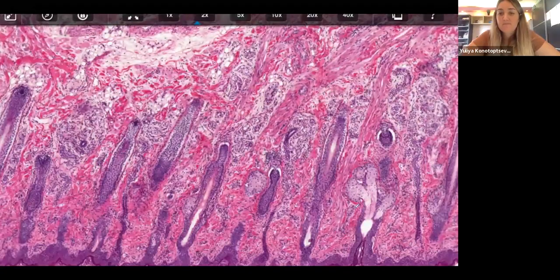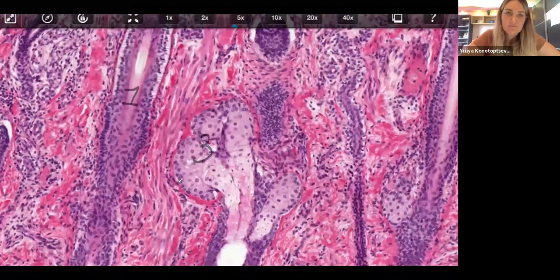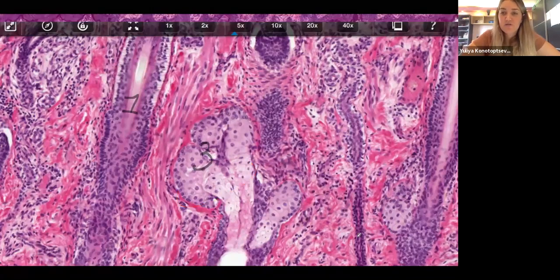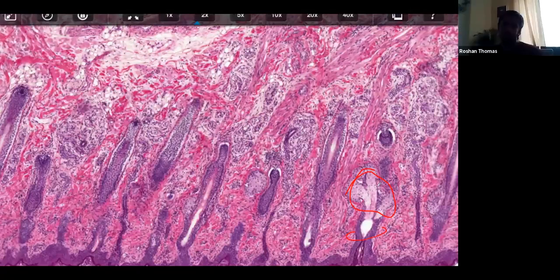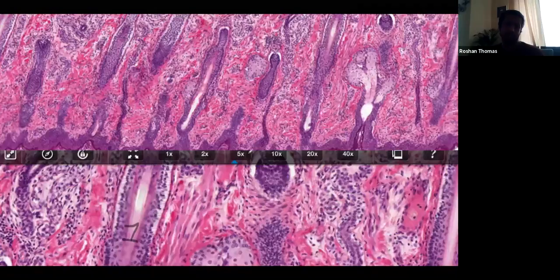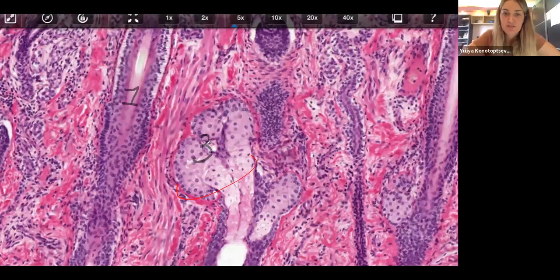Okay, what are these? Sweat glands. Say better. They are sweat glands, but what is their name? As you can see, they're right next to a hair follicle. This is a hair follicle, and these are the sebaceous glands. Sebaceous glands, yes. So these are the sebaceous glands.